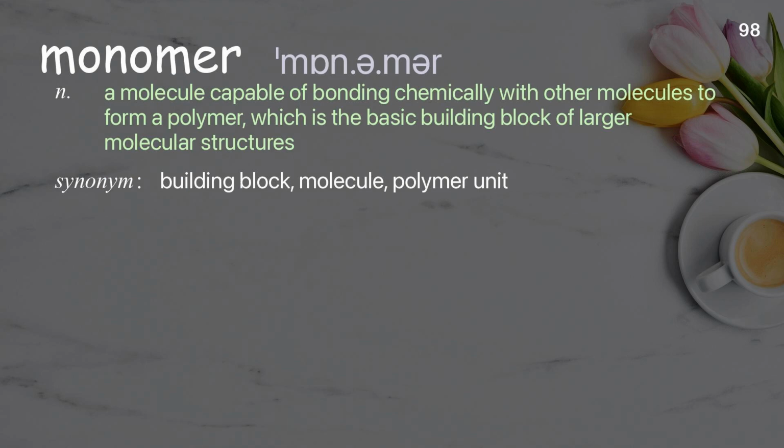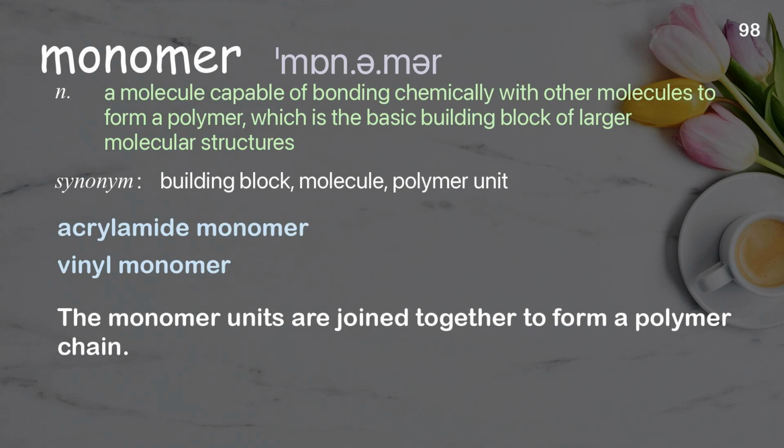Monomer. A molecule capable of bonding chemically with other molecules to form a polymer, which is the basic building block of larger molecular structures. Examples: Acrylamide monomer. Vinyl monomer. The monomer units are joined together to form a polymer chain.